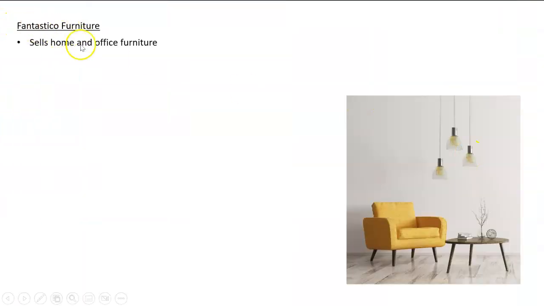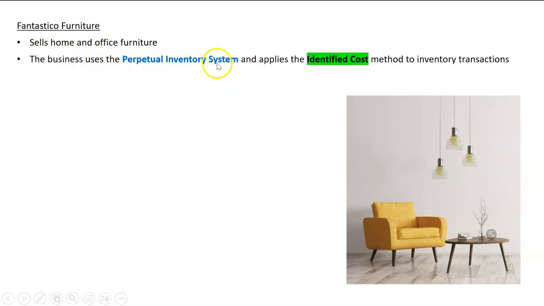Let's take Fantastico Furniture, which sells home and office furniture. They use the perpetual inventory system, which is the only system that we will cover. It just means they use inventory cards and things are recorded immediately as they happen. And we're going to apply the identified cost method. An inventory count is performed on the last day of each month, so that'll be done to determine whether any inventory gain or loss is made.